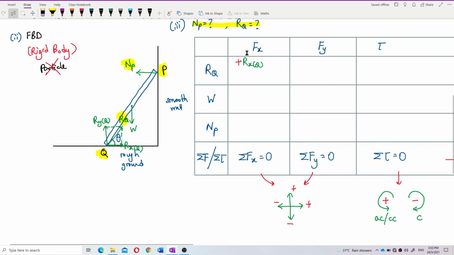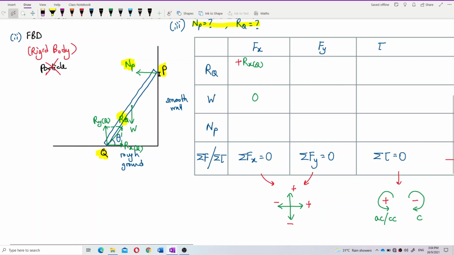Okay, RxQ. Now, how about the weight? Does it have any X component? No, it has no X component, isn't it? So we just put as 0.